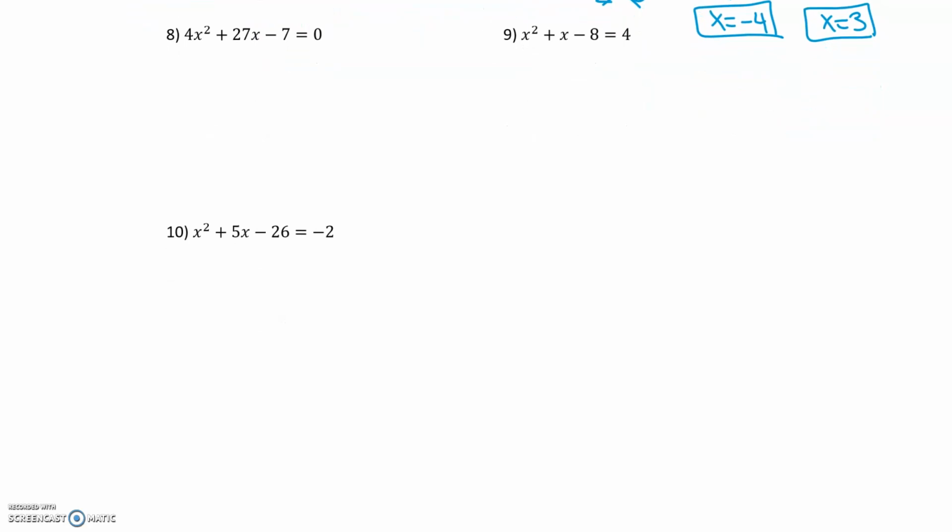Okay, and then we got 3 more. Number 8 is already equal to 0. When you look at number 9, please be careful. It's not equal to 0, so we need to make sure we get it equal to 0 first before we start factoring. Same thing with number 10. So go ahead and pause it, take a moment, do 8, 9, and 10.